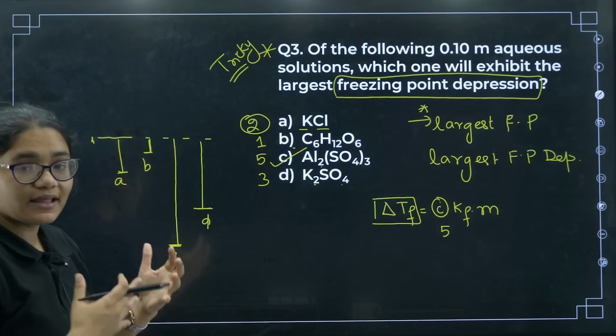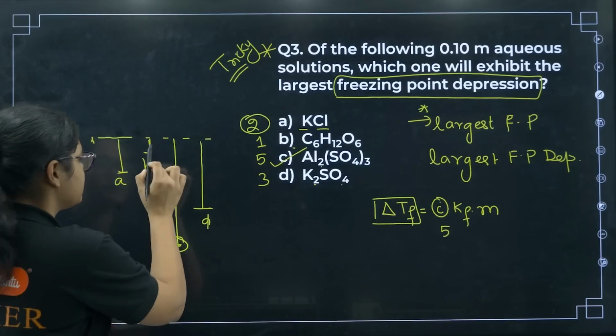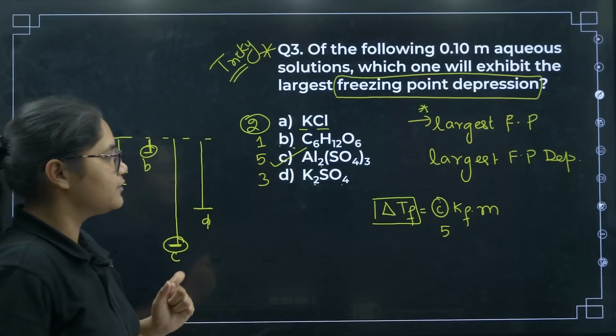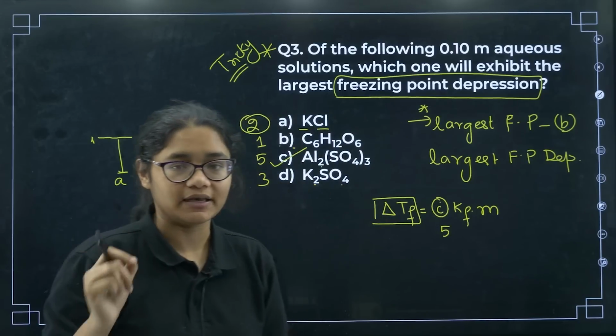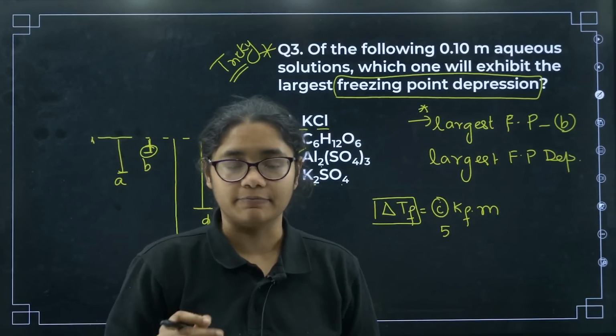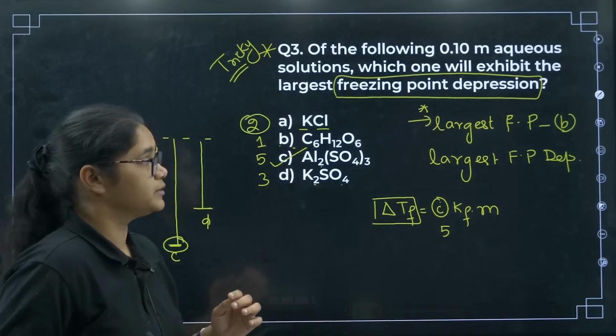So which one is having the highest freezing point? The lowest one is obviously this one, but the highest one is this one, right? So the one which is having the largest freezing point is where the depression is minimum. That is your option number B. Be very careful, tricky question. Please do not do this wrong. I have seen many students doing this question wrong.